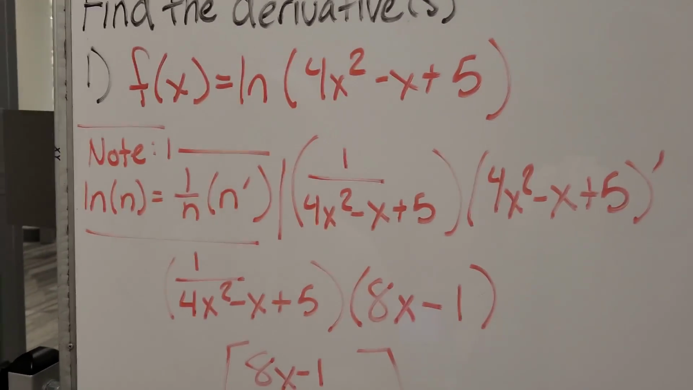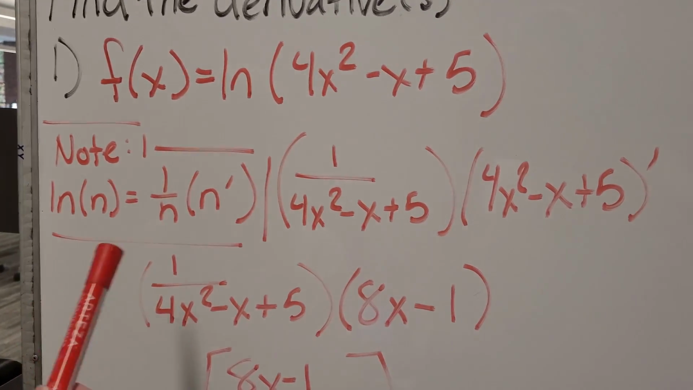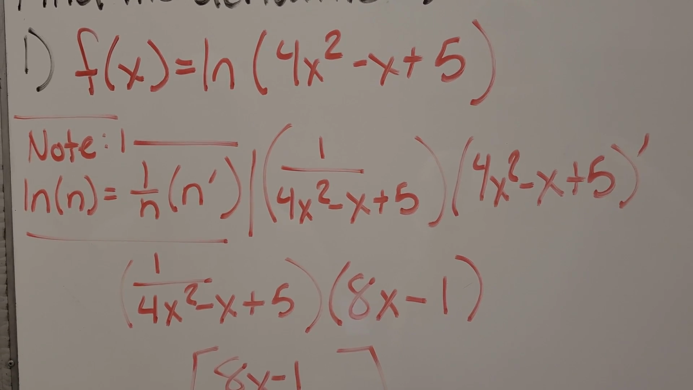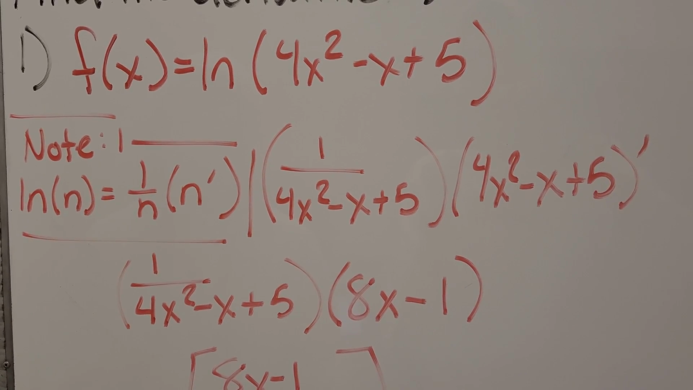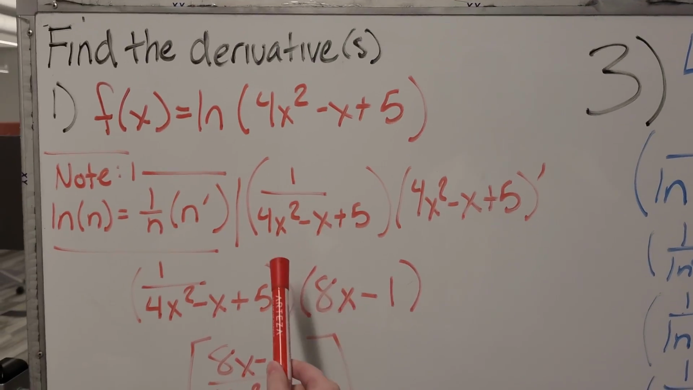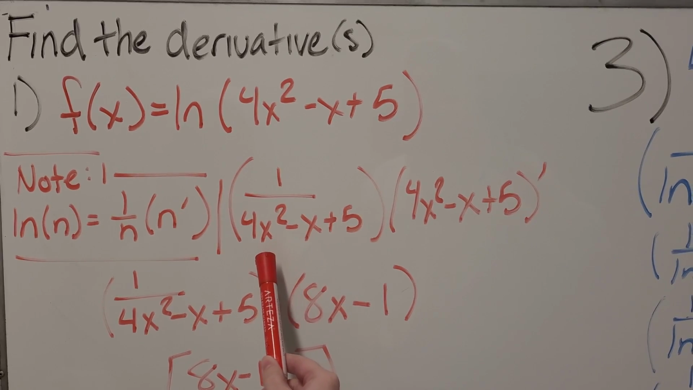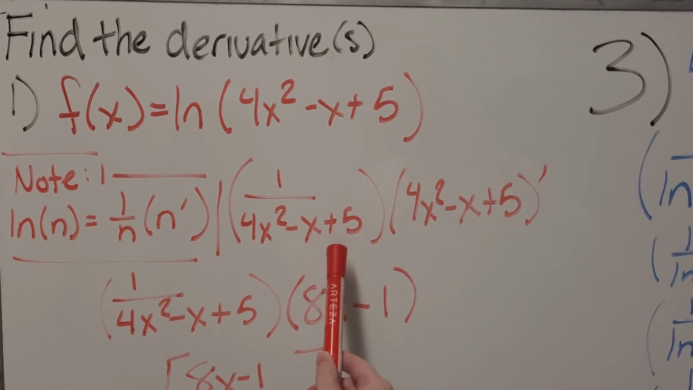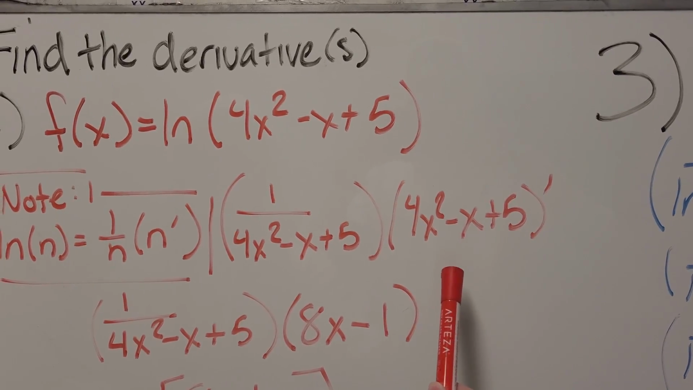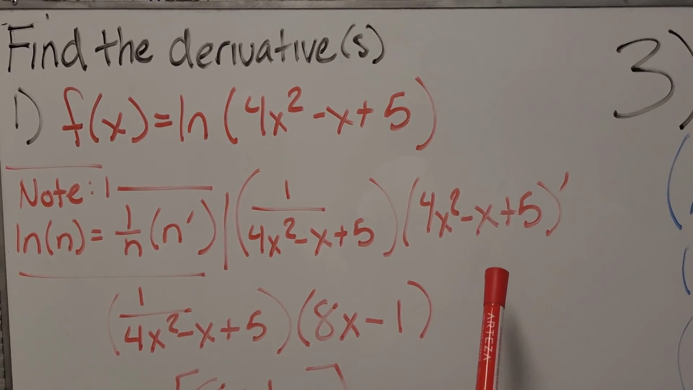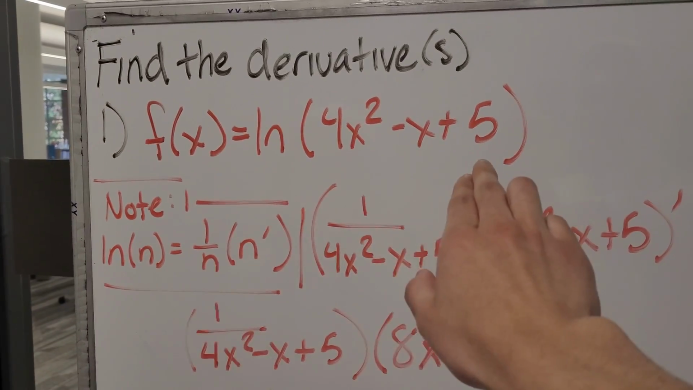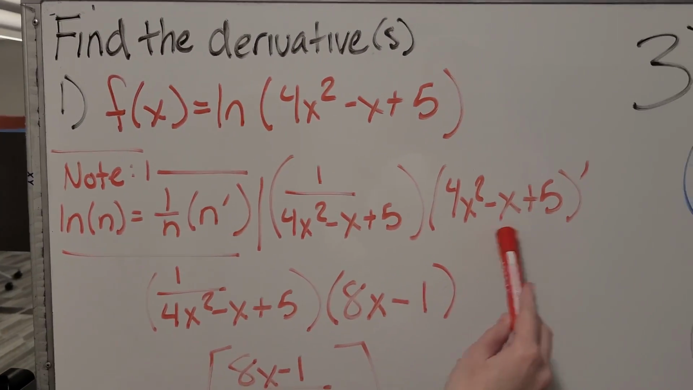So basically, the derivative of ln of n is equal to 1 over n, where n stands for number, and then you multiply it by the derivative of n. So what we did here was 1 over the 4x squared minus x plus 5, and then we also multiply it by the derivative of 4x squared minus x plus 5. And that's representative of the n, right? Yes. So everything in here is all n, and this is all n.